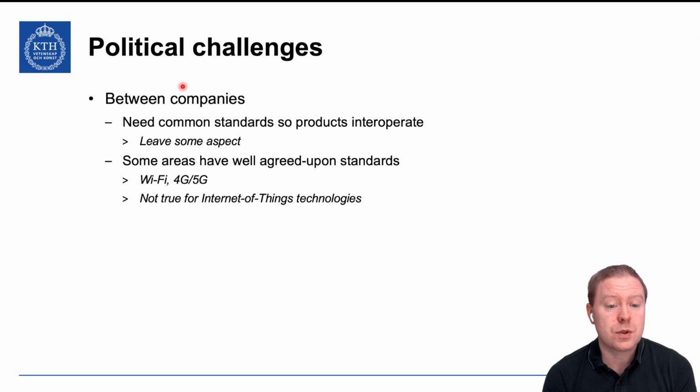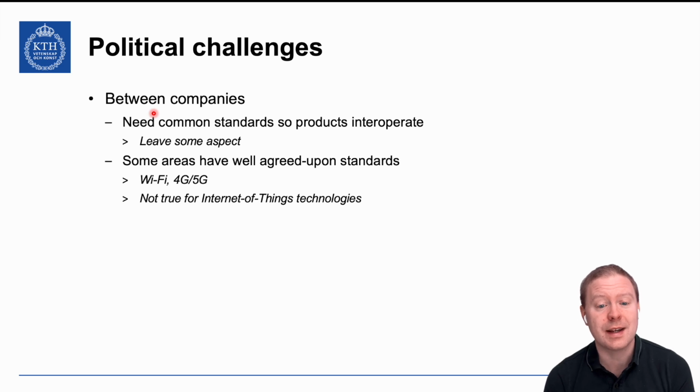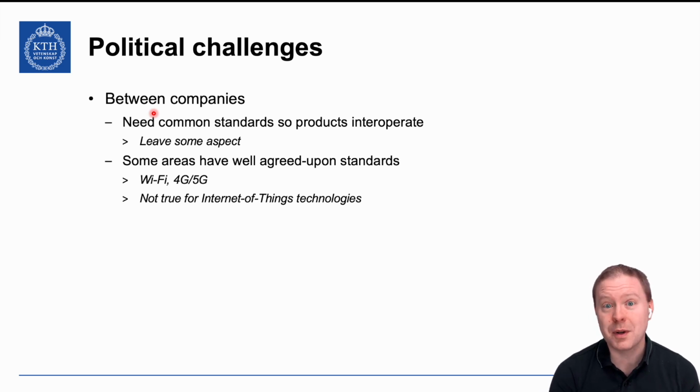So when it comes to different companies that are working in the area of wireless communications, they need to have a common standard so that the products that are created can interoperate. And when it comes to cellular technologies, the mobile networks, that has been relatively successful. So mobile phones, you can buy from a variety of different vendors, and the base station equipment can also be bought from a number of different vendors. And they can interoperate very well.